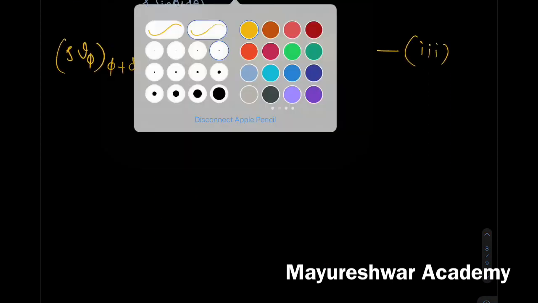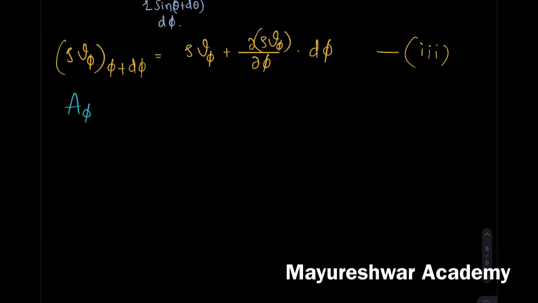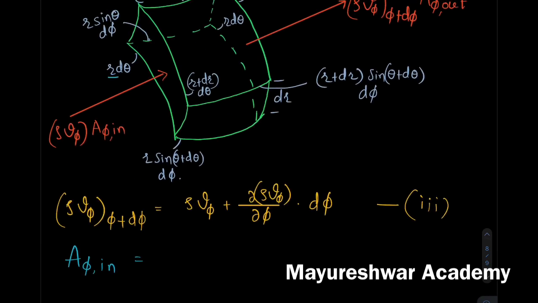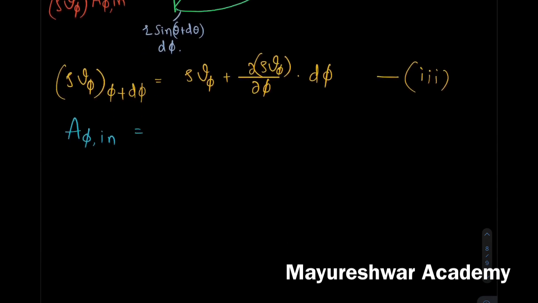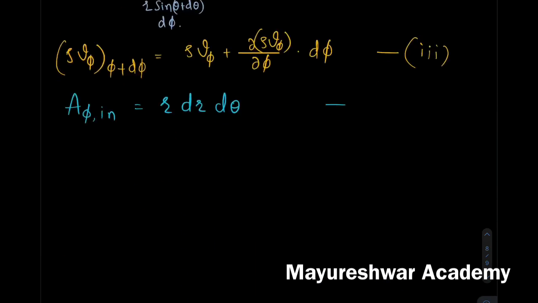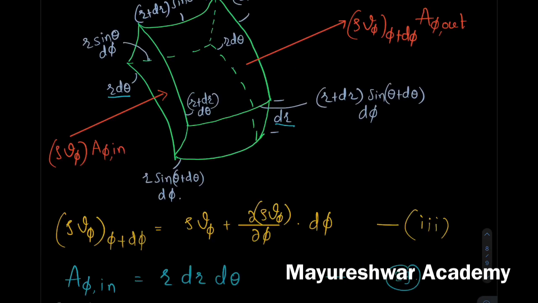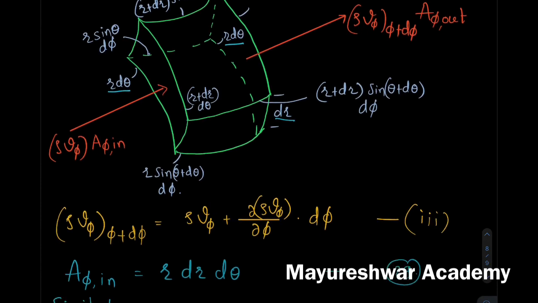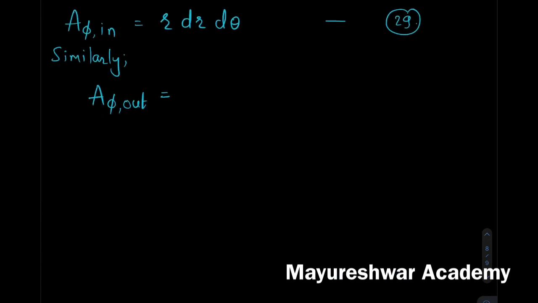Okay, so now A phi in is going to be simple, which is r d theta into dr. So r dr d theta. Let us say this is the 29th equation. Similarly, A phi out is identical to that, r d theta into dr, same. r dr d theta. Let us say the 30th equation.